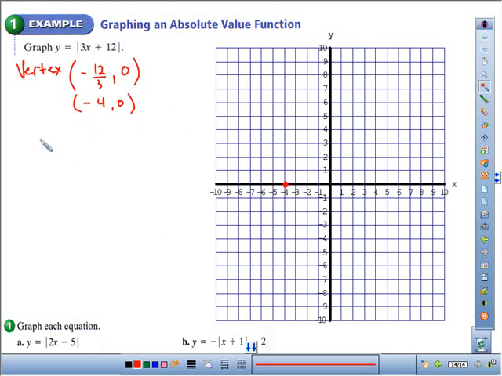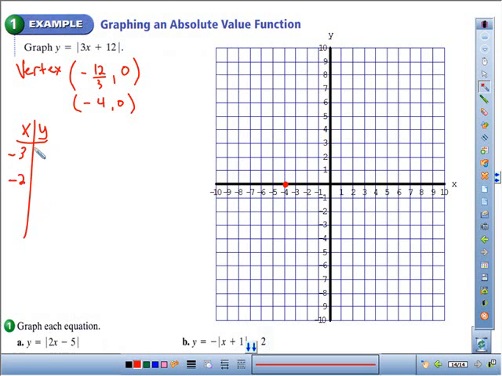Now, the next thing we do is make an XY chart. What you want to do is plot at least 2 points to the right or to the left of where the vertex is. Here's the vertex at negative 4. Usually I would use the 2 to the right or the 2 to the left. It doesn't make a difference. For me, I would use negative 3 and negative 2. If x is negative 3, I'm going to figure out what y is. And then when x is negative 2, I'm going to figure out what y is.